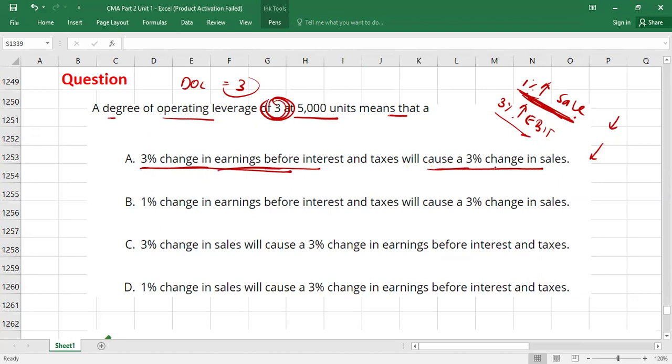And tax will cause 3% change in sale. No, not 3% change in sale. Sale should increase by 1. Every 1% change in sale will affect 3% of EBIT. So due to this part of the statement, this answer is incorrect.